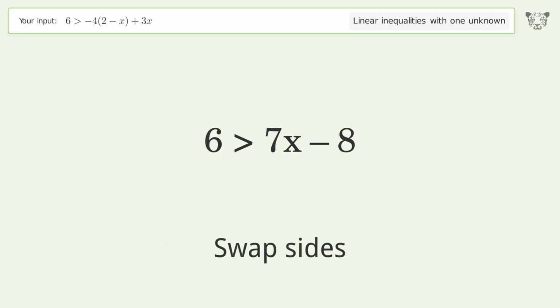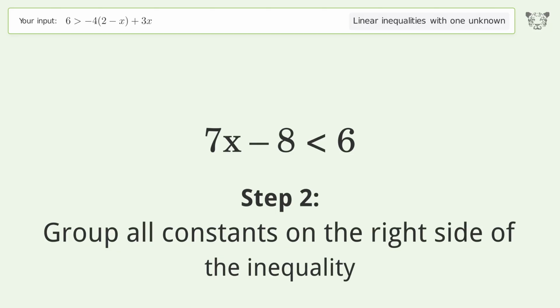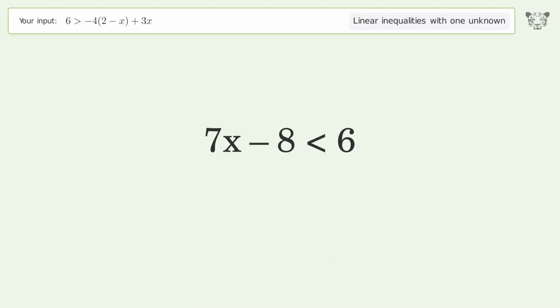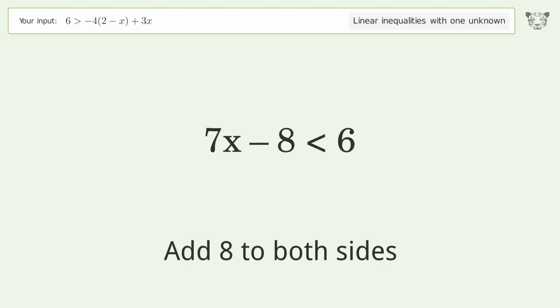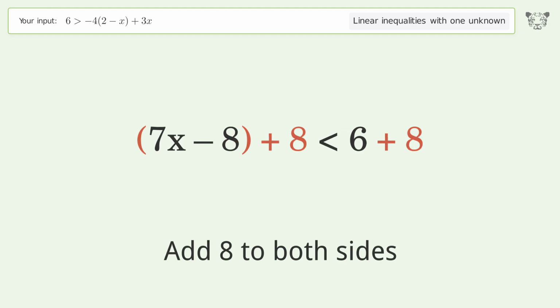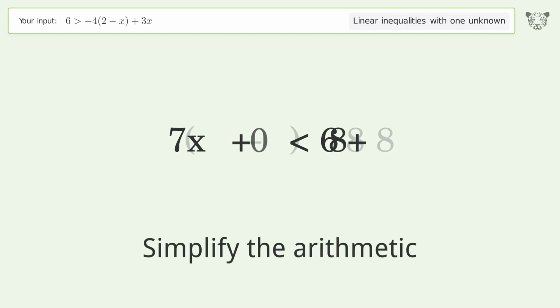Swap sides. Group all constants on the right side of the inequality. Add 8 to both sides. Simplify the arithmetic.